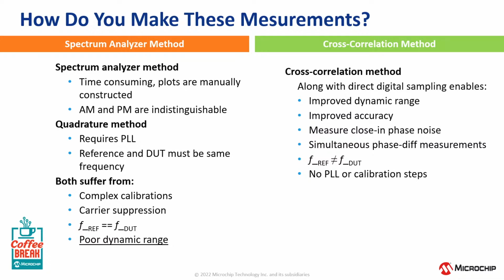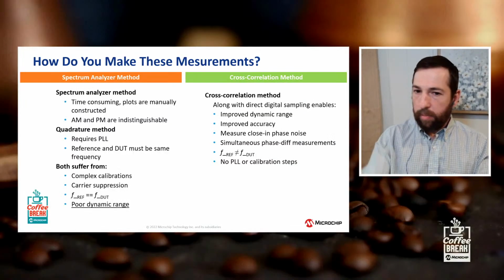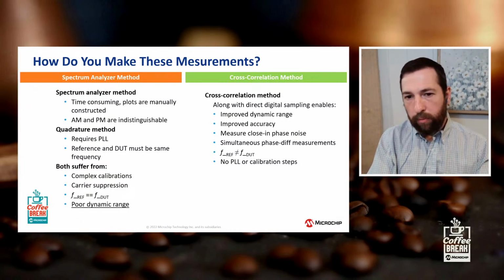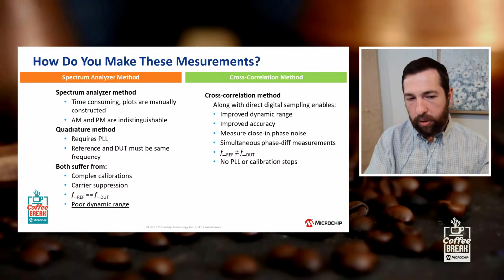And the reason for this is that instead of measuring everything in the analog world, we're now down converting the signals to baseband where they can be inspected more closely. You don't have to worry about carrier suppression. And most importantly, you don't have to worry about phase locking your reference to your device under test. This allows you to throw away all your reference oscillators. Now you can use a single reference oscillator and measure any frequency within that range. So it's a really powerful type of measurement, and it reduces a lot of the calibration time and some user error.